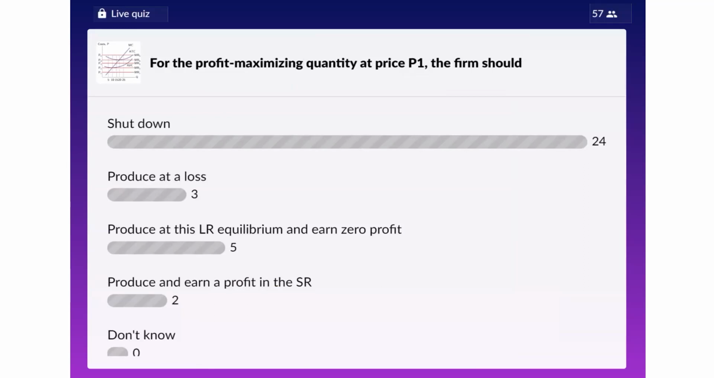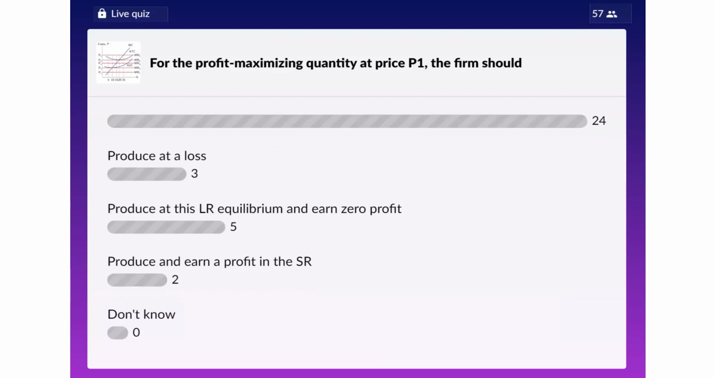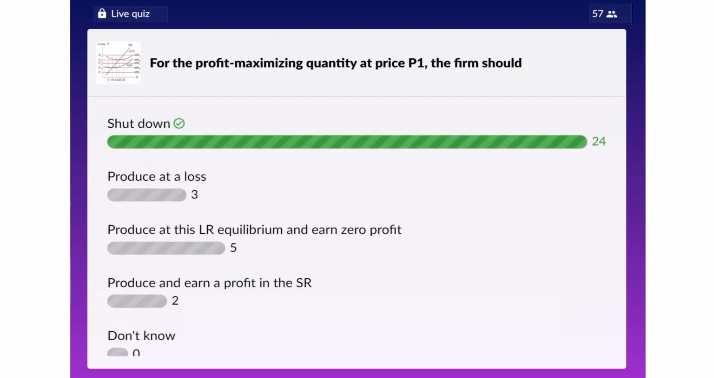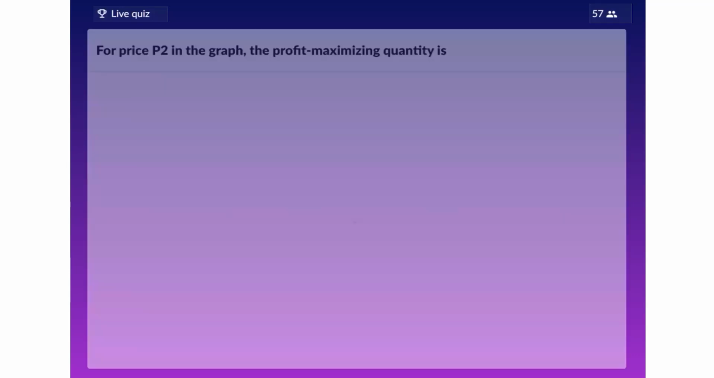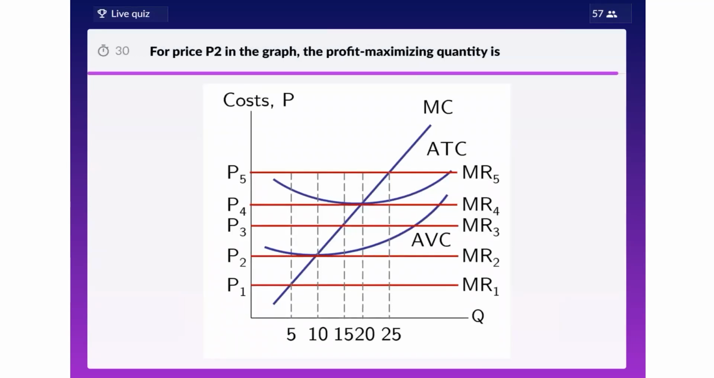Okay, so a lot of you say it's shut down, some say produce at a loss, some say produce at this long run equilibrium and earn 0 profit, some say produce and earn a profit in the short run. It's okay to not know, but the answer is shut down. All right, so now next one. What about P2? What is the profit maximizing quantity for price P2?